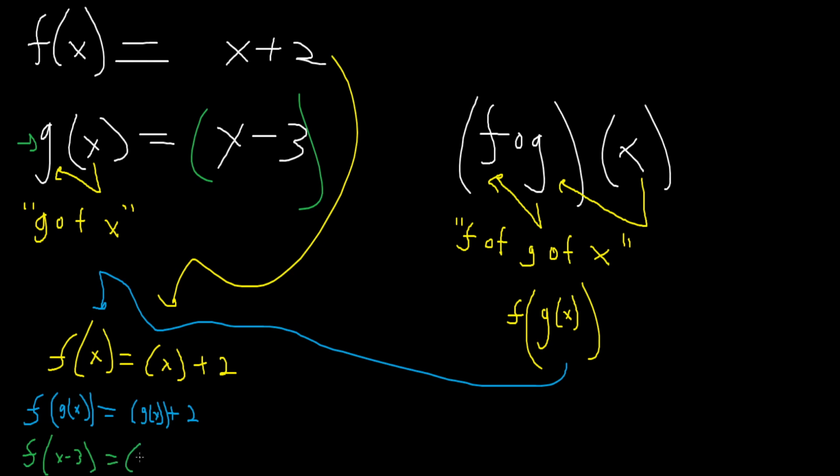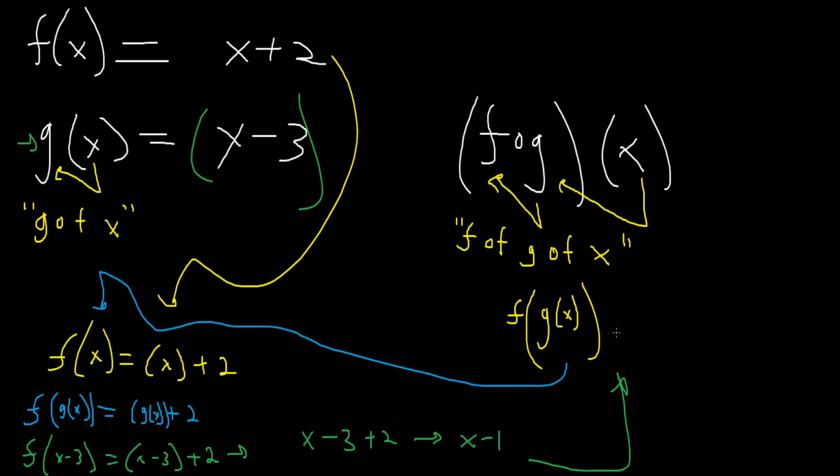So then we got x minus 3 plus 2. Oh, I don't know why I wrote 4. I'm so sorry. That was supposed to be 2. So x minus 3 plus 2. If we simplify that a little bit, minus 3 plus 2 is the same as minus 1. So x minus 1. We can bring that in as the answer.